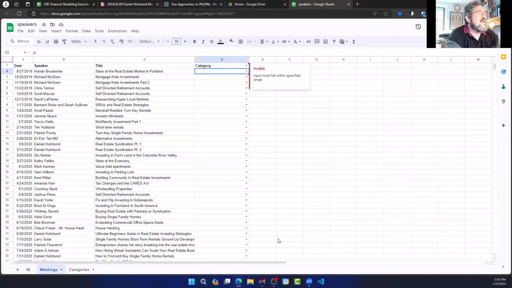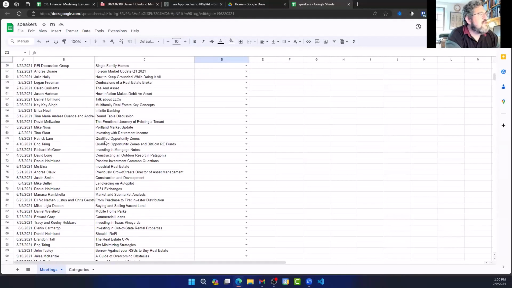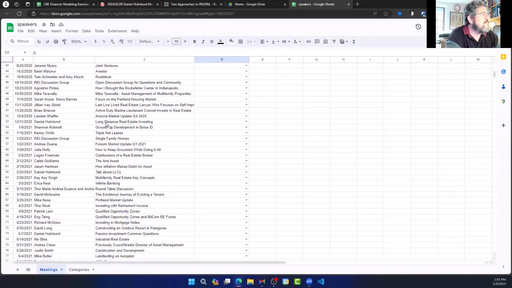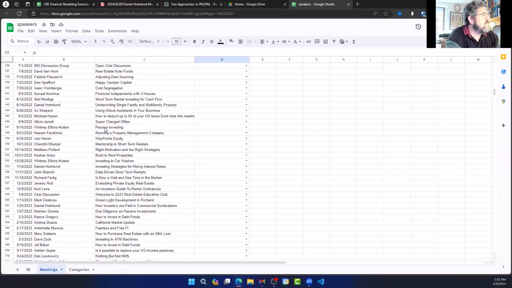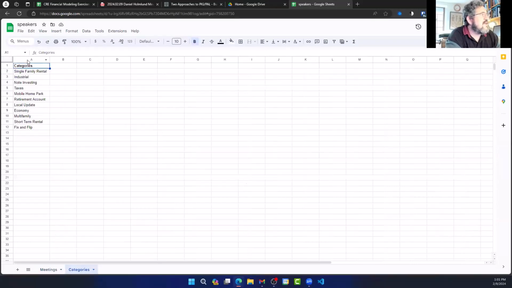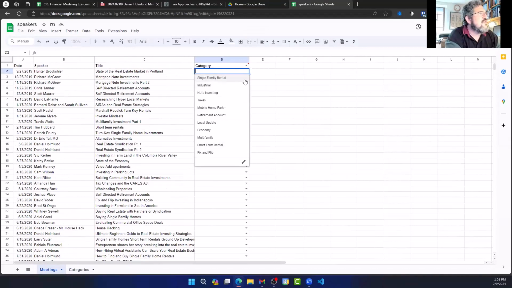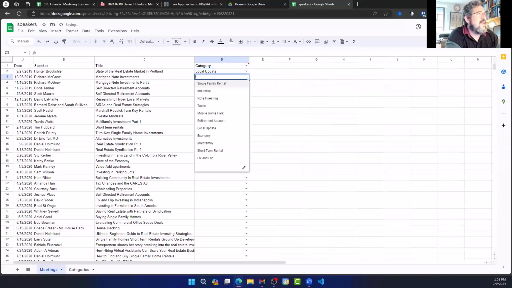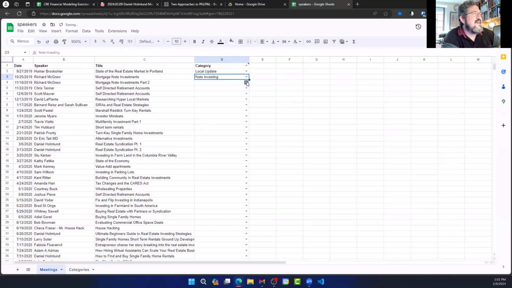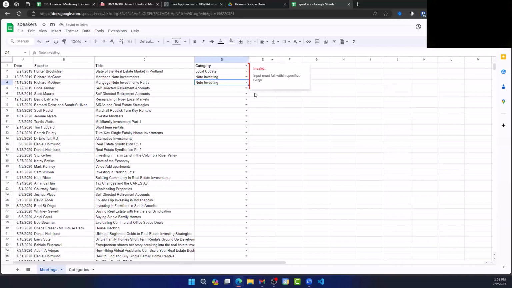All right. So here's all our speakers that have come to our club. Got a little over 200 or so speakers. What I did is I created categories over here, and I should have crowdsourced this to the whole group. But you can come in here and say Hunter Brookshire. He did a local update, and honestly, I'm probably the better one for doing this because I remember all of these. I know not everybody was here for all of them. Note investing. Is this kind of what you're talking about? Yes, it is.